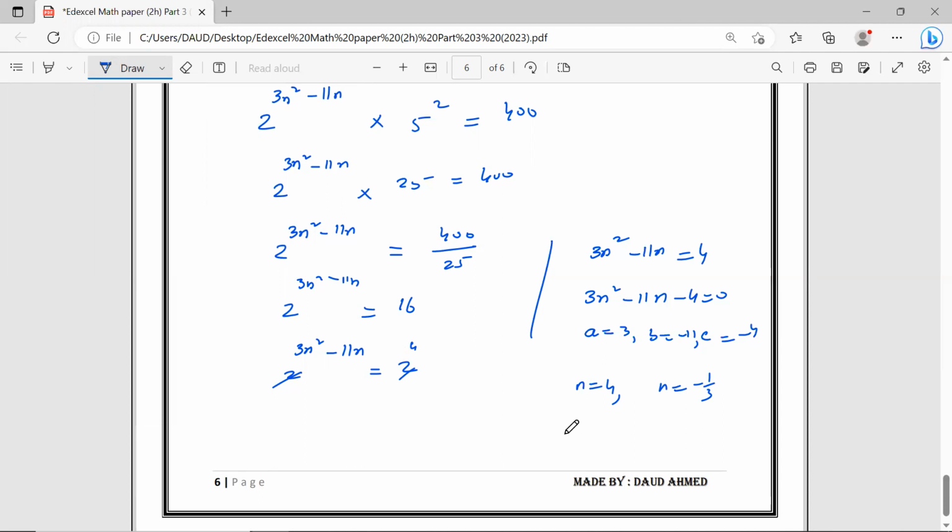Or you can use the quadratic formula, and the quadratic formula is minus b plus or minus square root of b squared minus 4ac, over 2a. That will work also. I hope you understand.